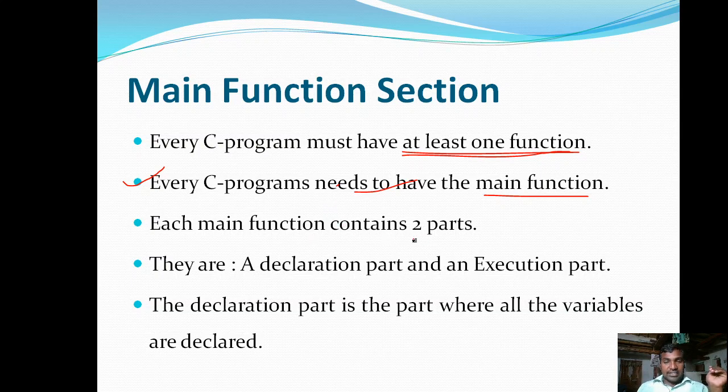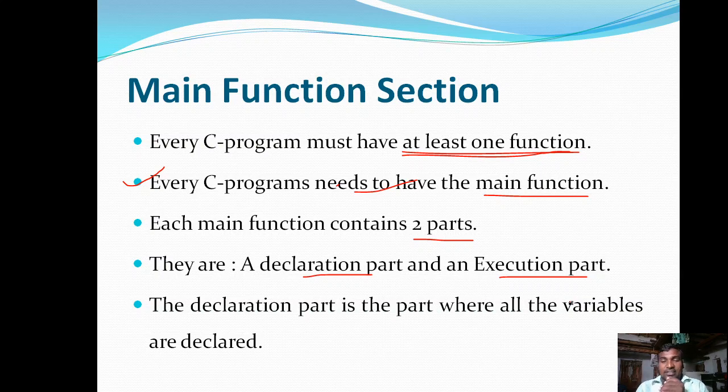Every C function consisting of two parts. One is the declaration part and another is the execution part. Every C program main function contains two sections. Sorry, it's not must, it contains. Declaration part and execution part.